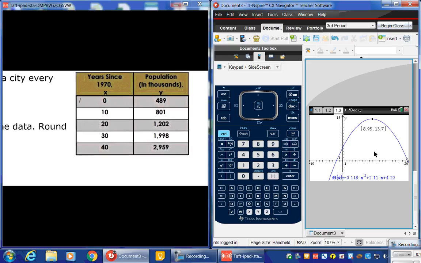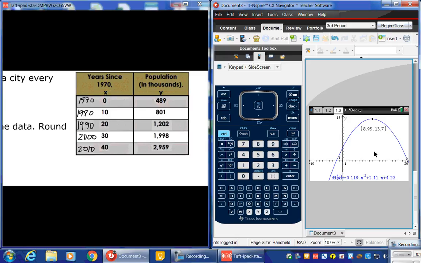So this is 1970. So I'm just going to make a note. 10 years after 1970, that's 1980. 20 years after 1970, that's 1990. 30 years since 1970 is the year 2000. And 40 years after 1970 is the year 2010.